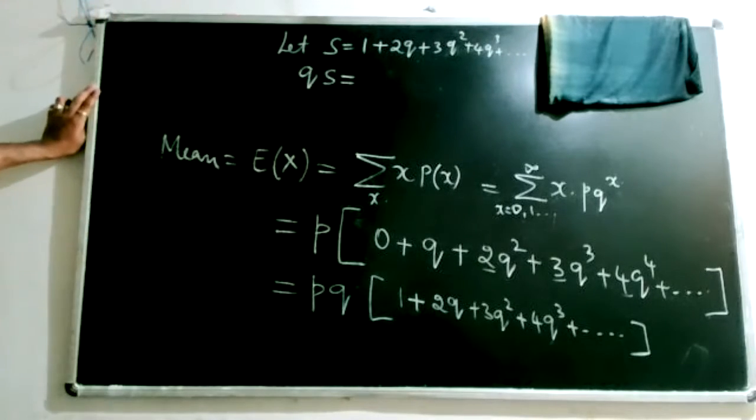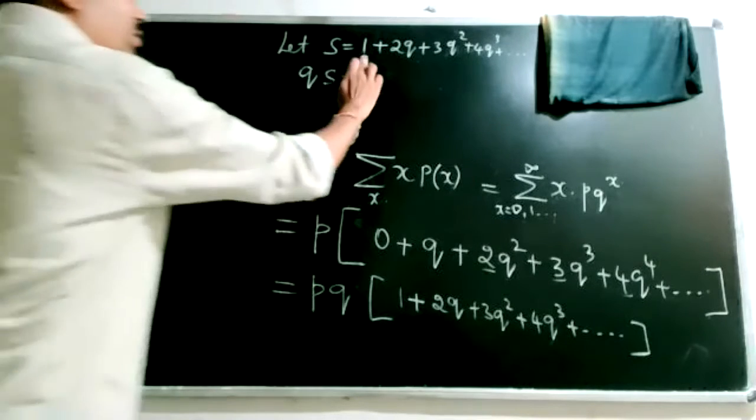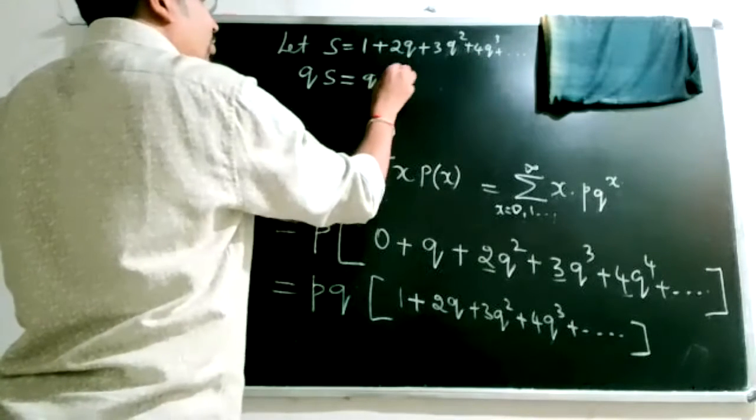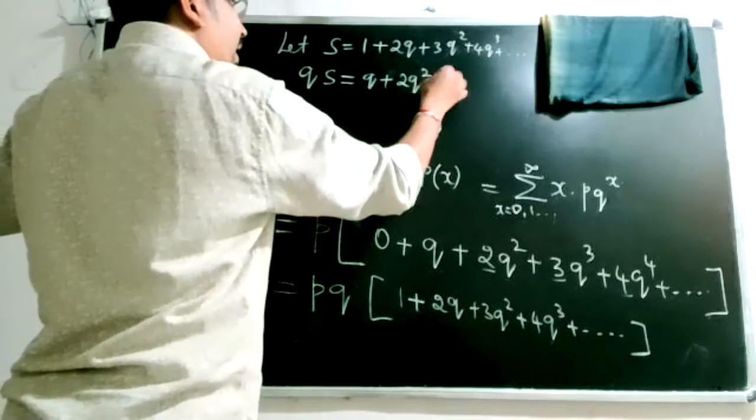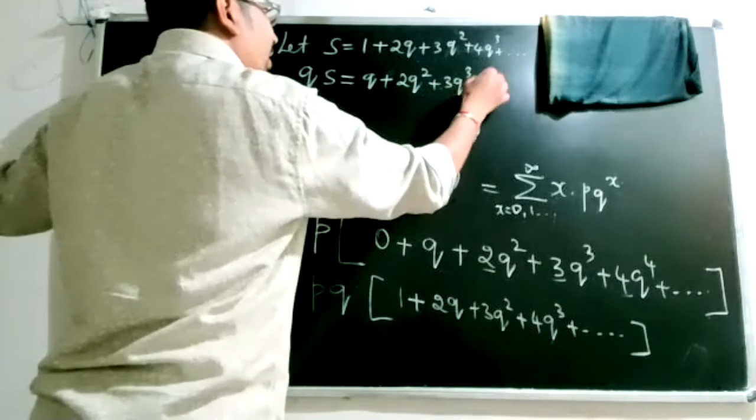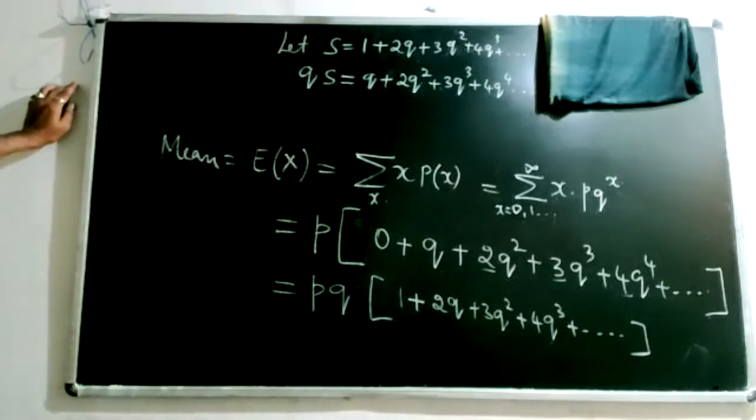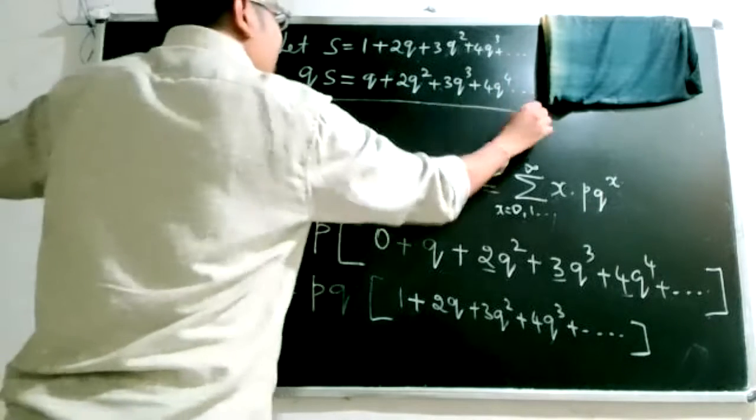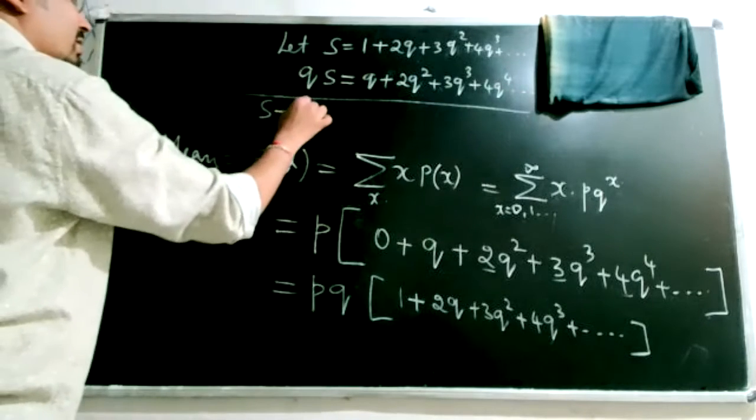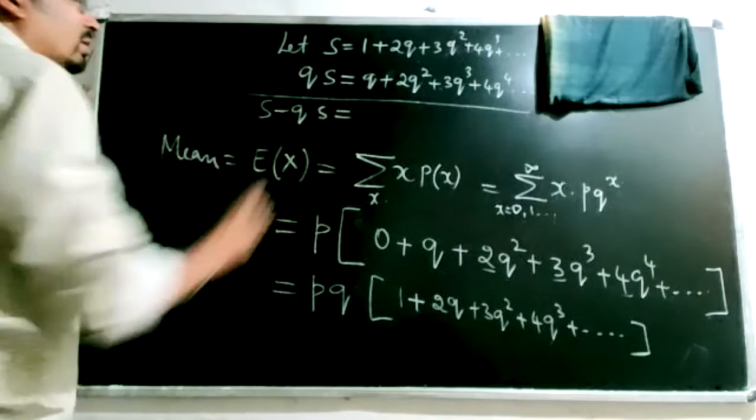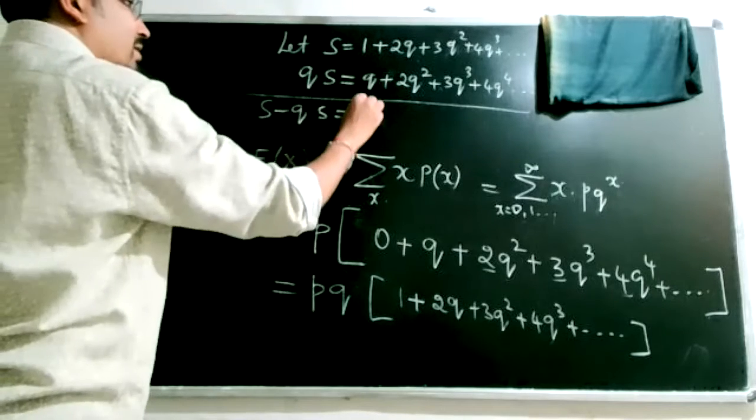For S, you multiply by q. So when you multiply by q, you'll get q plus 2q square plus 3q cube plus 4q power 4 and so on. Okay. Now do the subtraction, S minus qS. So I have 1 as it is.